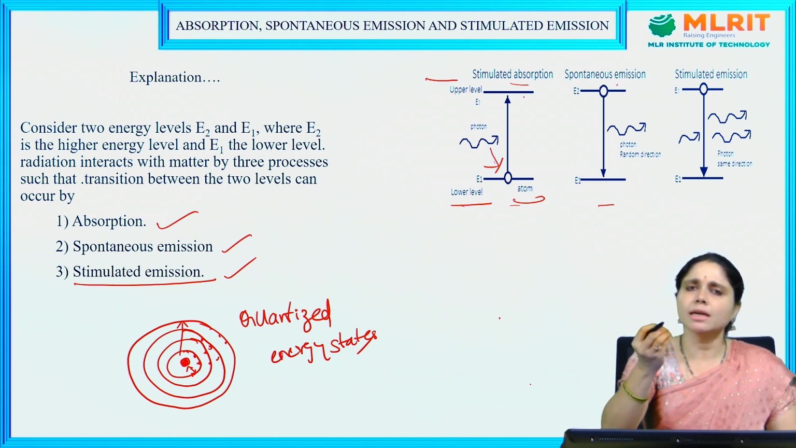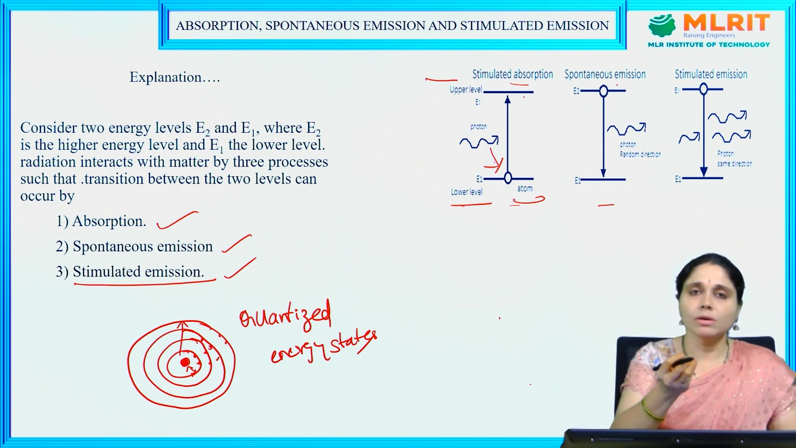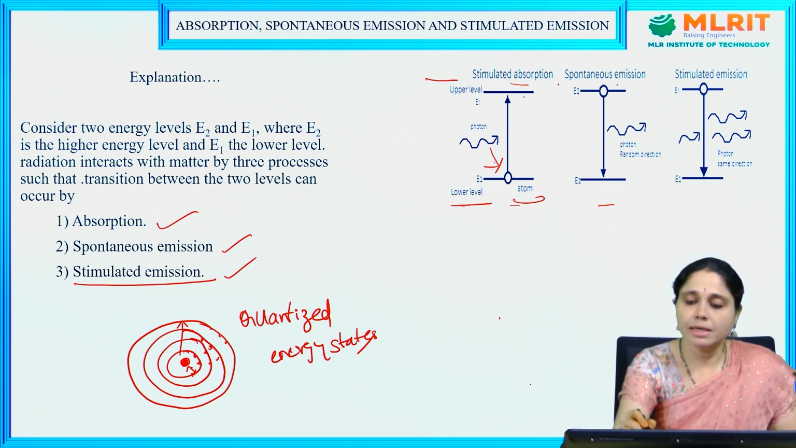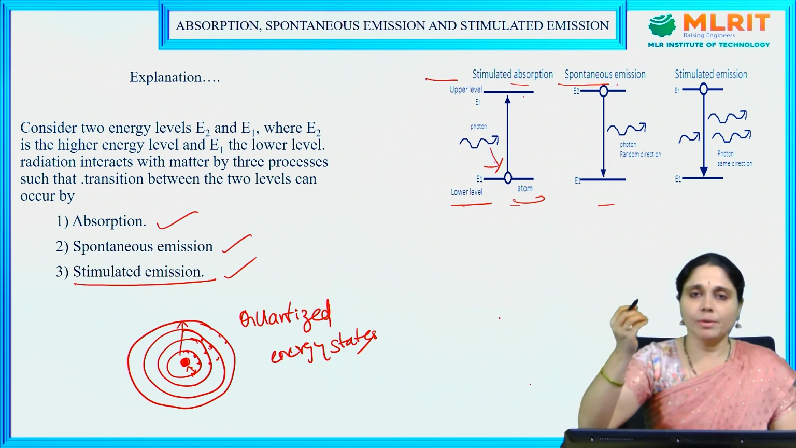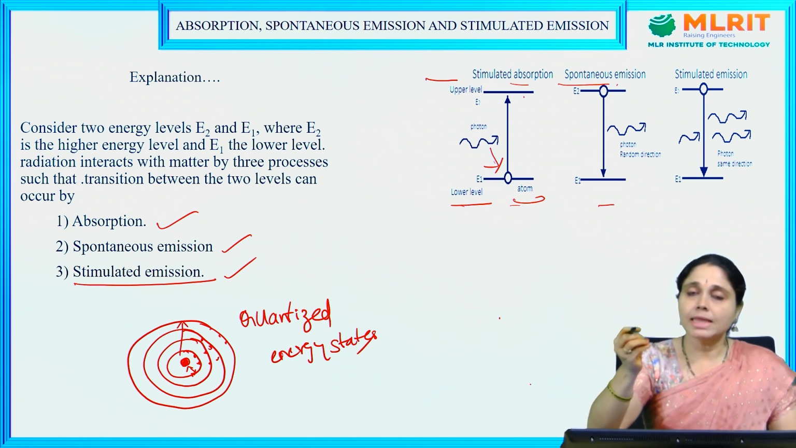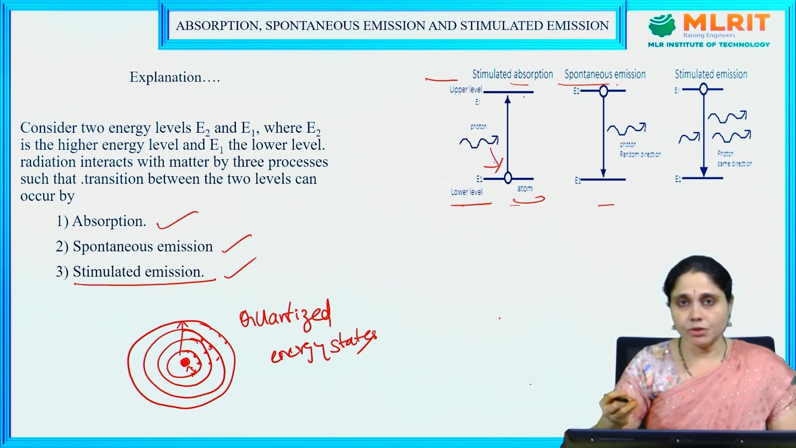Next, spontaneous. Spontaneous means at the moment. As we know the definition of spontaneous, it means at that moment. When an atom in the excited state returns to the ground state, that is known as spontaneous emission.